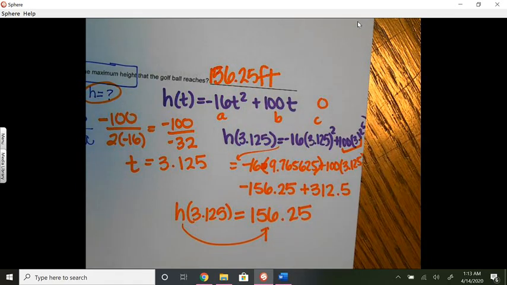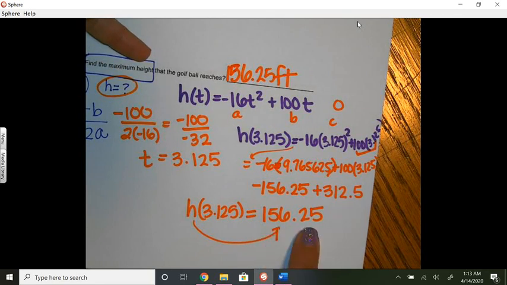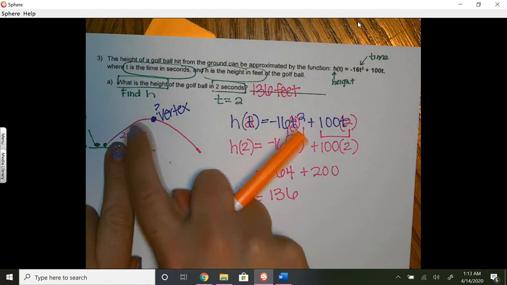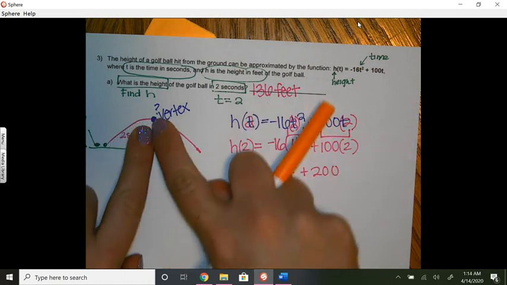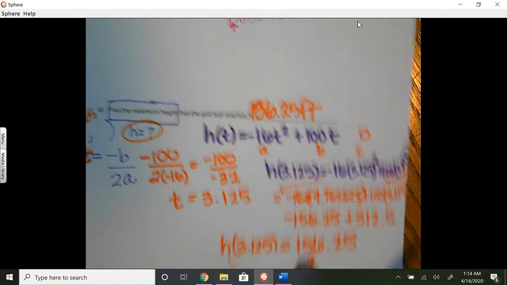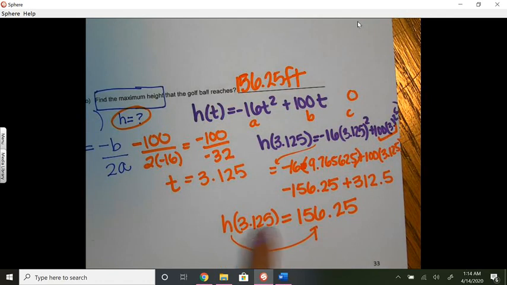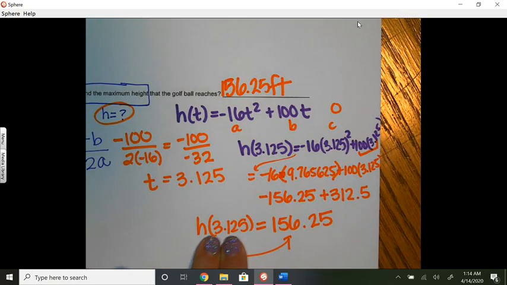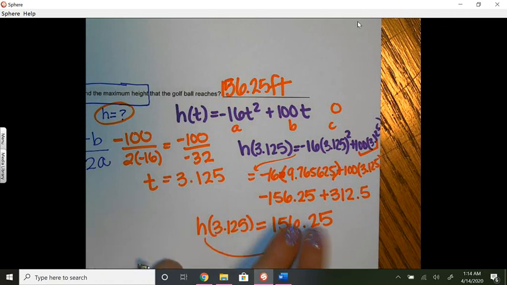So that's the maximum height right here. At 2 seconds, it's below. It's at 136. And then when it gets here, it's going to be 156.25 feet at 3.125 seconds. So in 2 seconds, it's this height, and then in 3.125, it goes higher. It goes to this. So this is the highest the ball will ever reach.